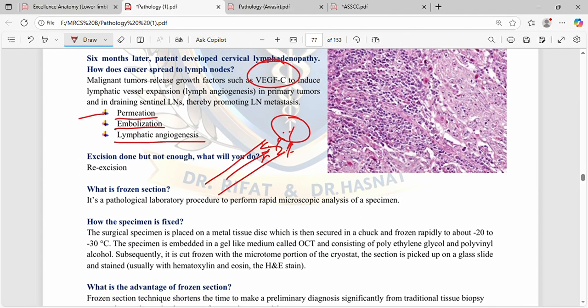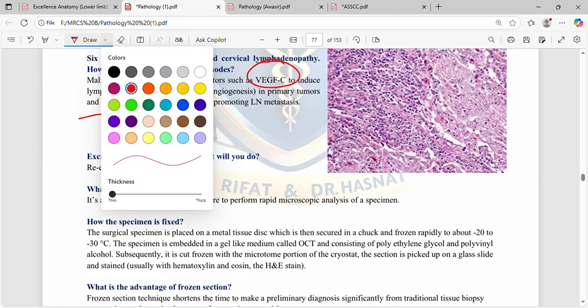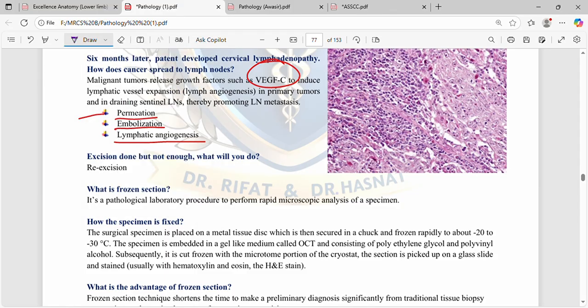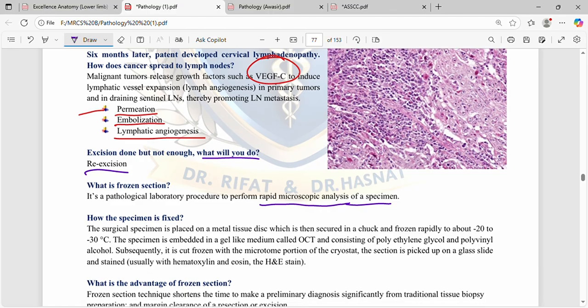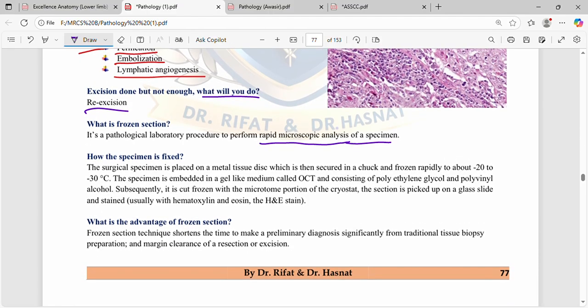Excision is done but not enough. What will you do? Re-excision. What is a frozen section? It is a pathological laboratory procedure to perform rapid microscopic analysis of a specimen, usually in skin lesions. If the margin is not enough, then do re-excision. That's the beauty of the frozen section.